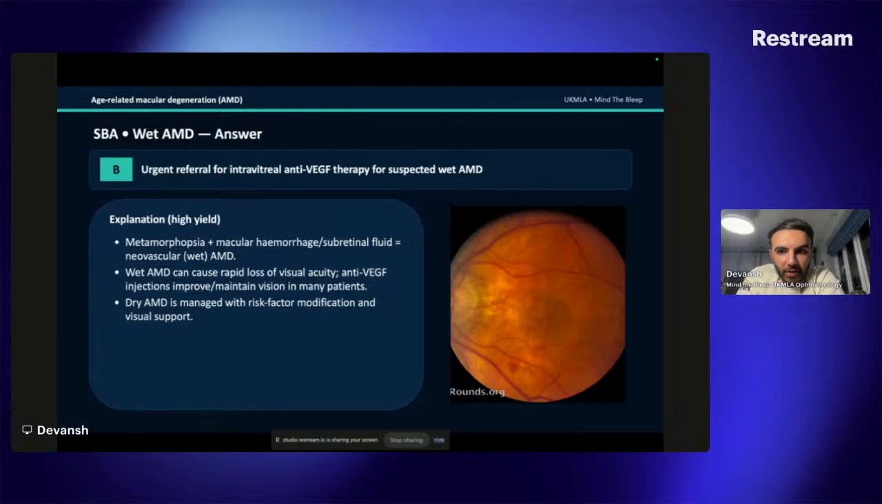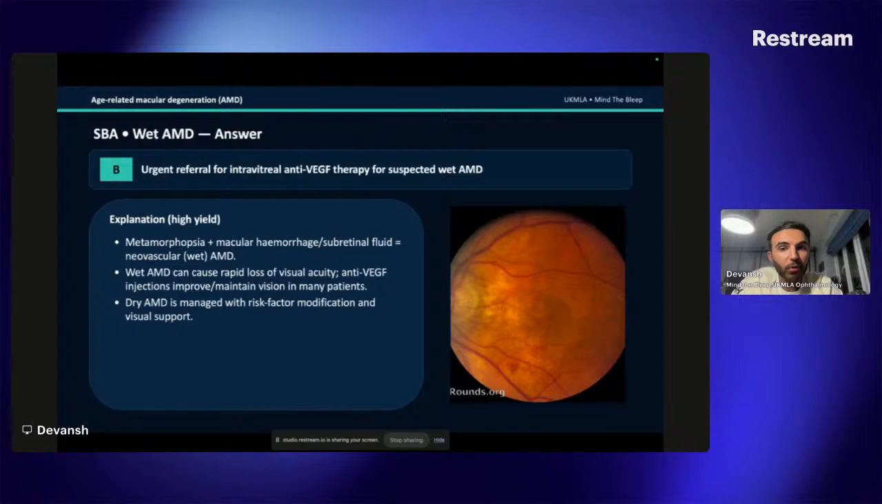So the key thing here is urgent referral for intravitreal anti-VEGF therapy for suspected wet AMD. So wet AMD is the condition in question here. And we'll come on to looking at the difference between dry and wet AMD in a few moments' time. But the key thing to note here is the reason why this lady has got blurred vision and distortion of straight lines is due to the macula being affected. So we call this metamorphopsia. All right, that's the distortion of those straight lines we've been discussing.